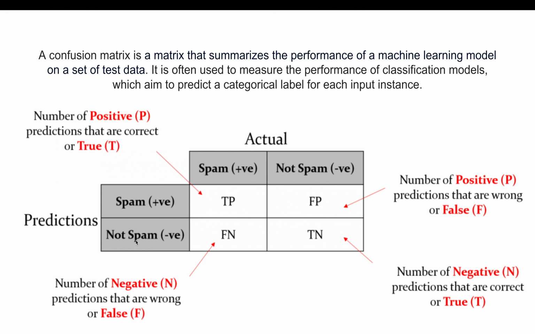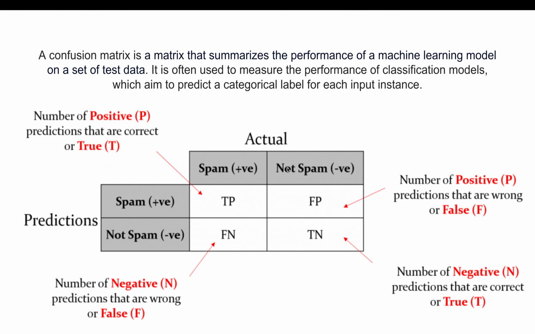Now in the case of not spam, it becomes a false negative. If you look at the actual output, that was a spam email, but your model's prediction said that it's not a spam email. So it is basically a false negative. Your prediction is a false prediction, a false negative prediction.